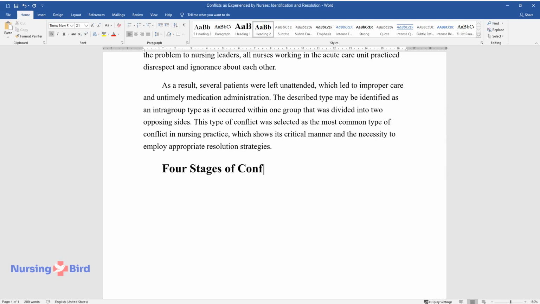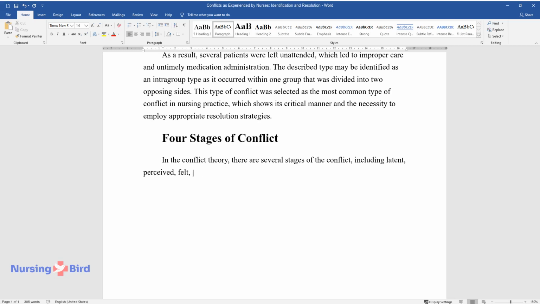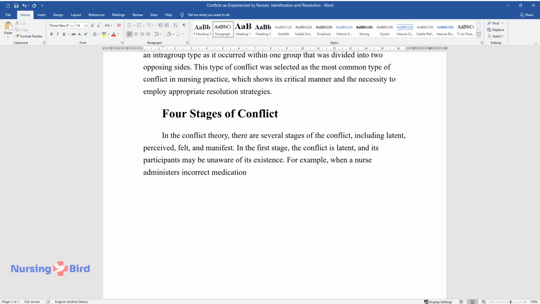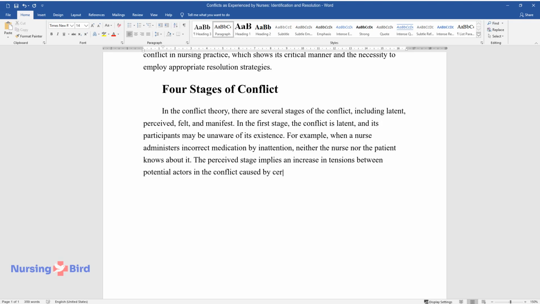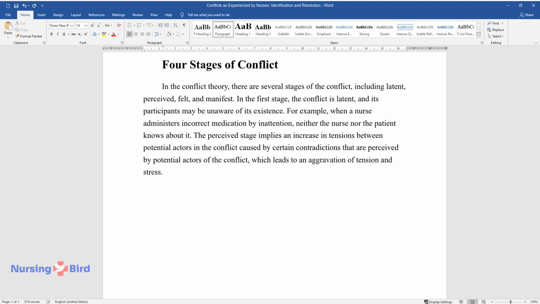Four stages of conflict. In the conflict theory, there are several stages of the conflict, including latent, perceived, felt, and manifest. In the first stage, the conflict is latent, and its participants may be unaware of its existence. For example, when a nurse administers incorrect medication by inattention, neither the nurse nor the patient knows about it. The perceived stage implies an increase in tensions between potential actors in the conflict caused by certain contradictions that are perceived by potential actors of the conflict, which leads to an aggravation of tension and stress.